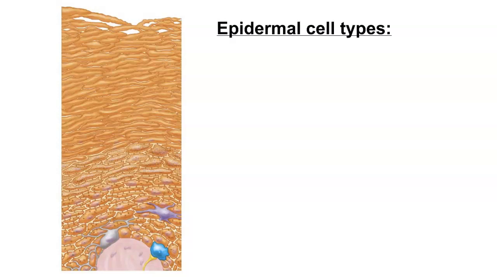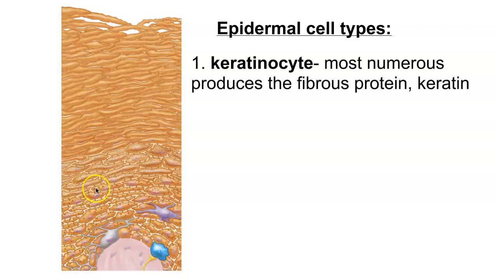There are four cell types that exist in the epidermis. The most numerous is called a keratinocyte. You can see the keratinocytes here. They're shaded orange, and they are outnumbering all of the other cell types. The keratinocyte originates at the very bottom of the epidermis. You can see that the keratinocytes are much rounder at the bottom.